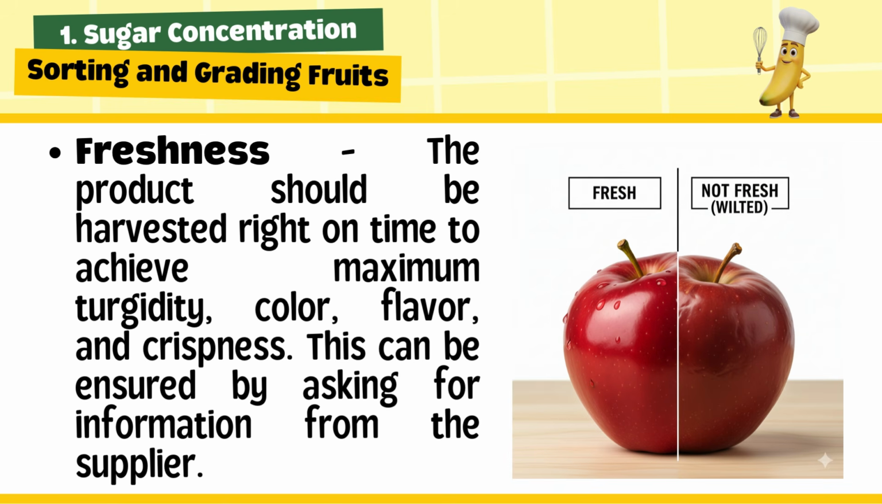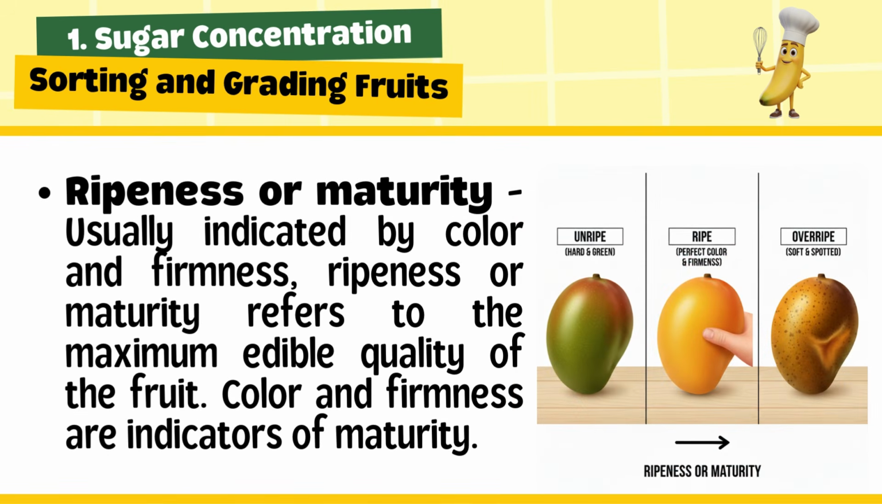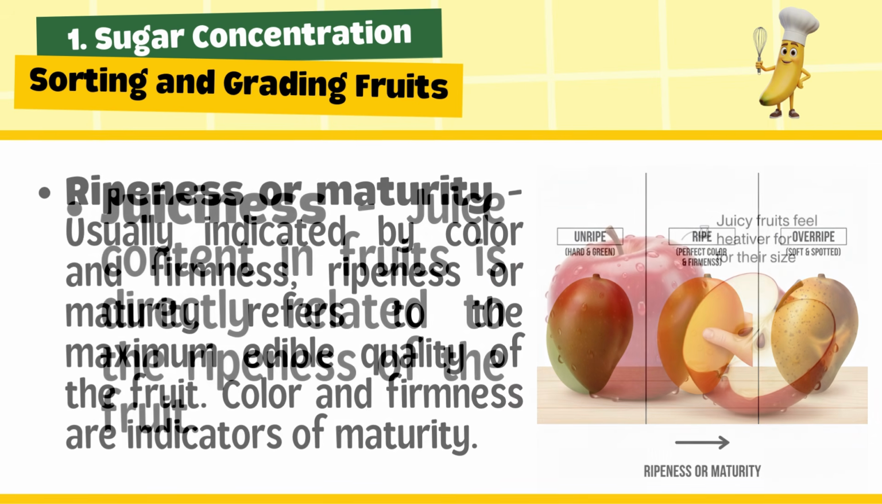This can be ensured by asking for information from the supplier. Fruits must be harvested at the right time so they are crisp, colorful, and flavorful. Ripeness or maturity, usually indicated by color and firmness, refers to the maximum edible quality of the fruit. Color and firmness are indicators of maturity.